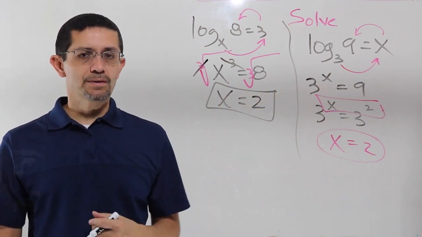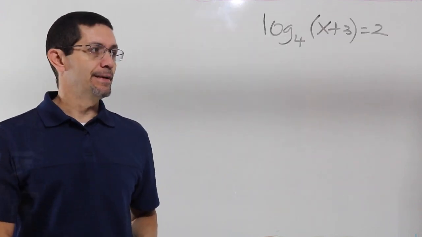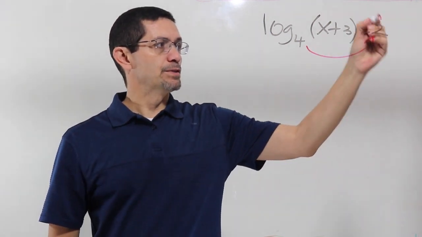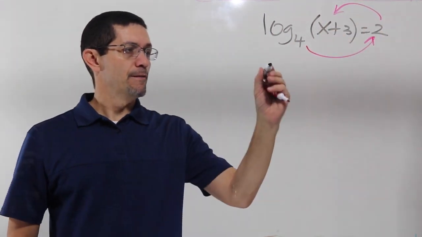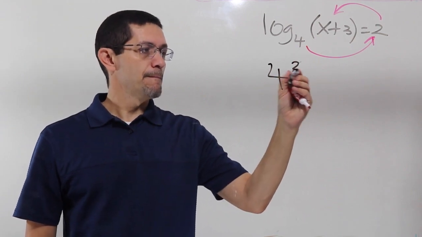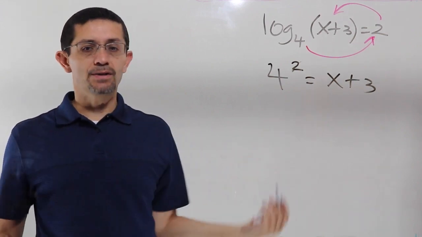Now let's do another one with a little bit more. Now we have this. That's again only one log. Therefore, we write 4 to the second equals x plus 3. From there, I solve the equation.